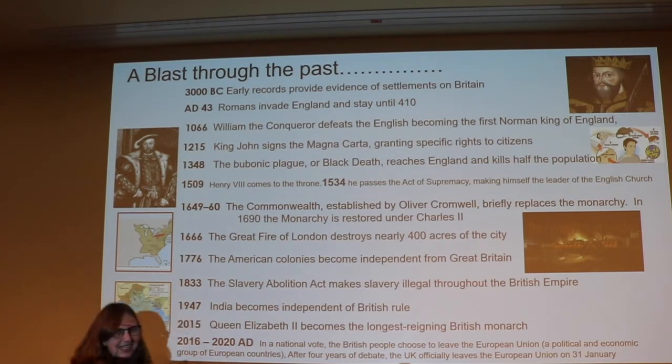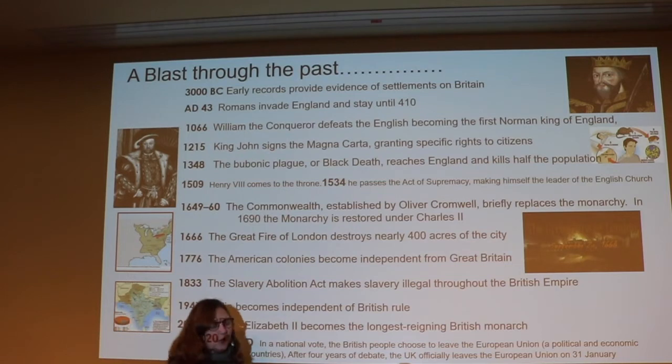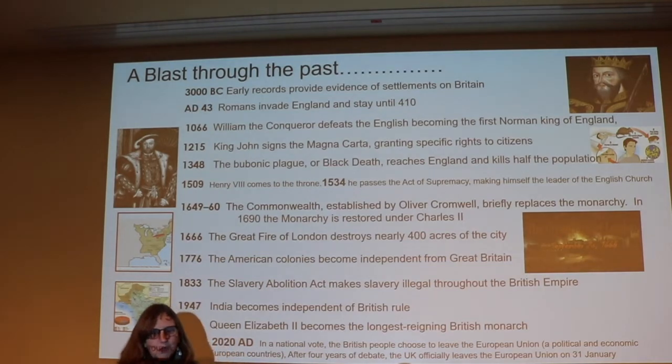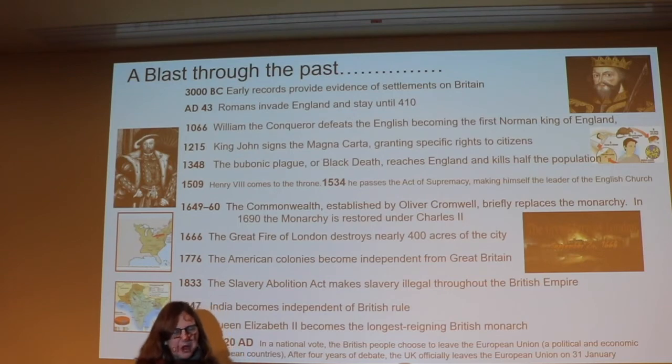1947, we talked about India and Pakistan last year. They became independent. And then in 2015, kind of a fun fact, Queen Elizabeth became the longest reigning monarch. The British monarch, she surpassed any of her former predecessors. And in 2016 to 2020, there was a national vote for the British people to separate from the European Union. You've probably heard on the news Brexit, and that's what that's about. That's very complicated, and I would encourage you to look it up if you were interested.